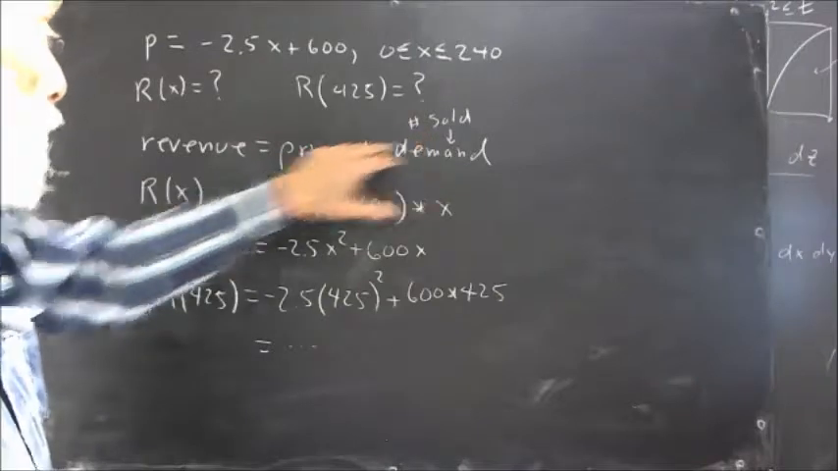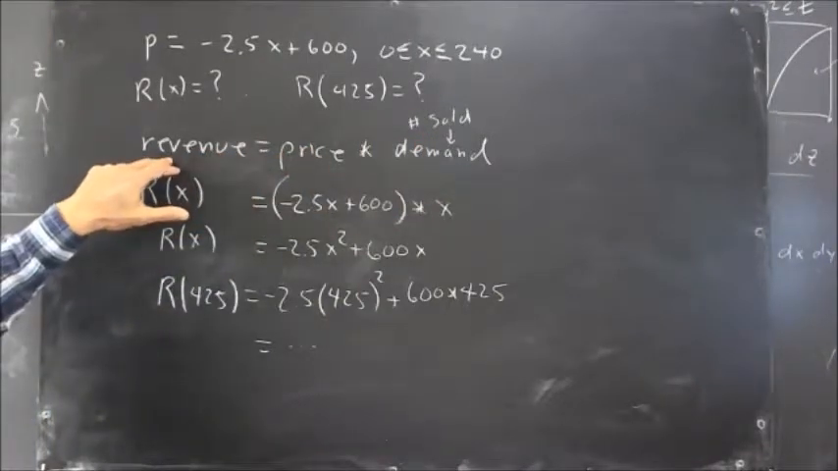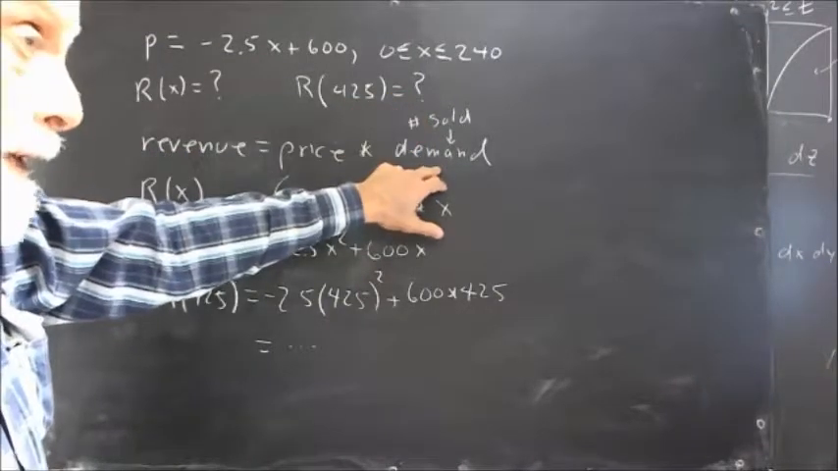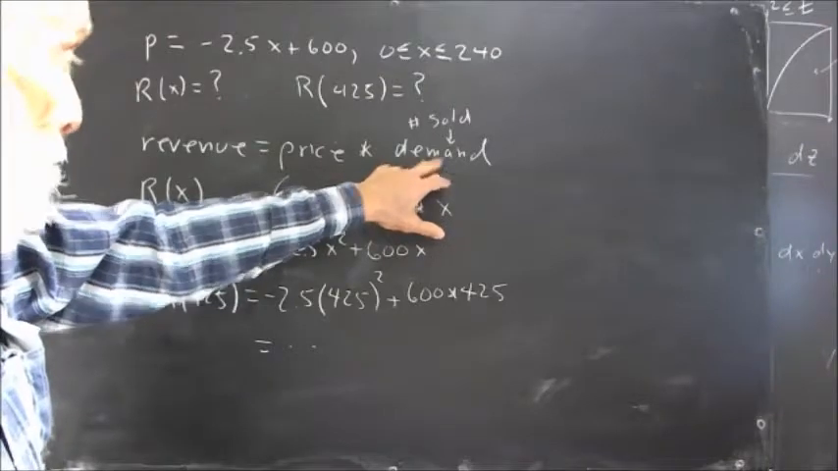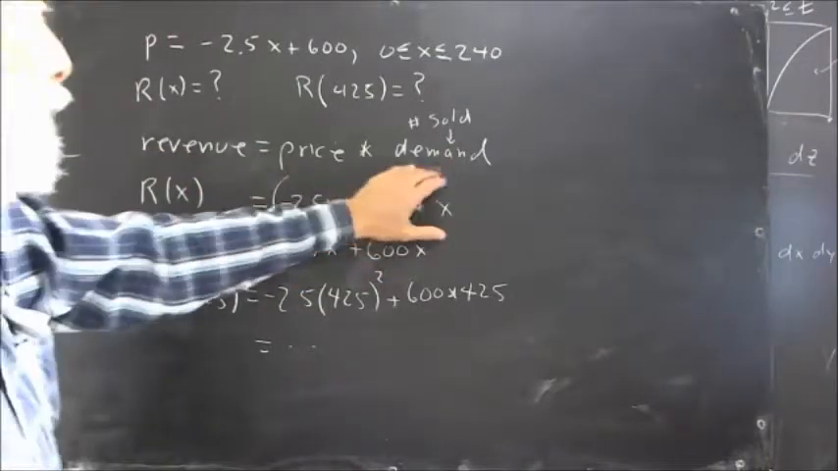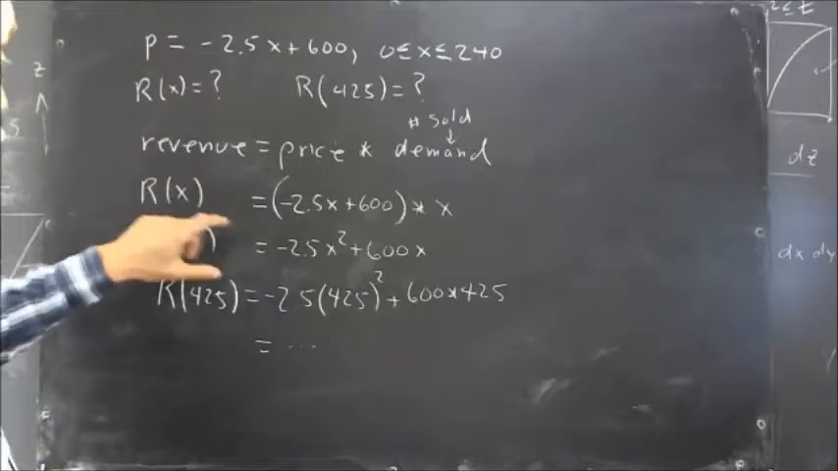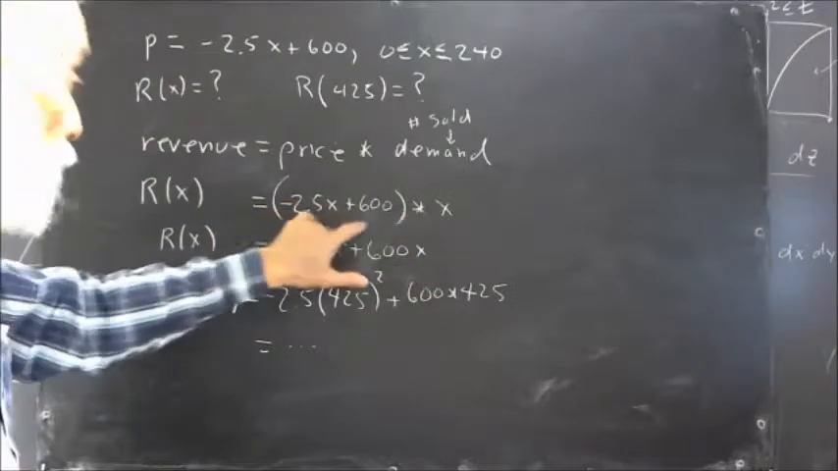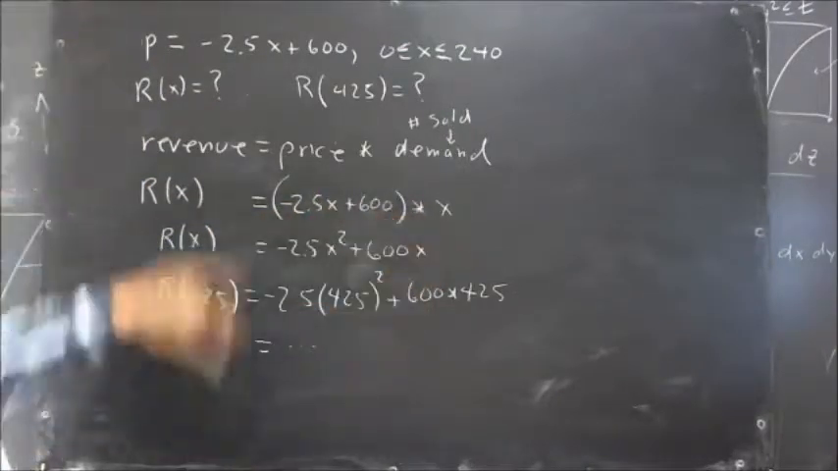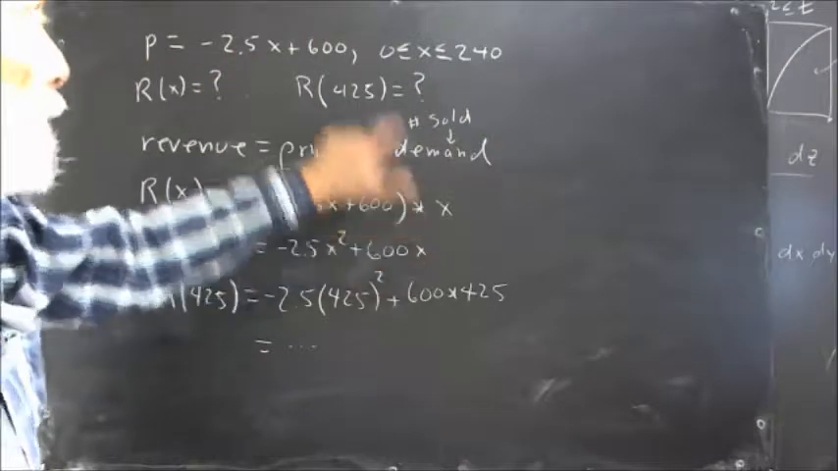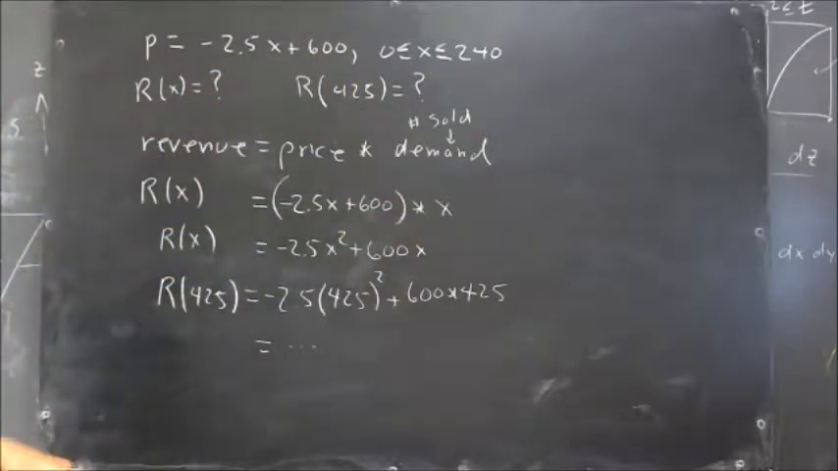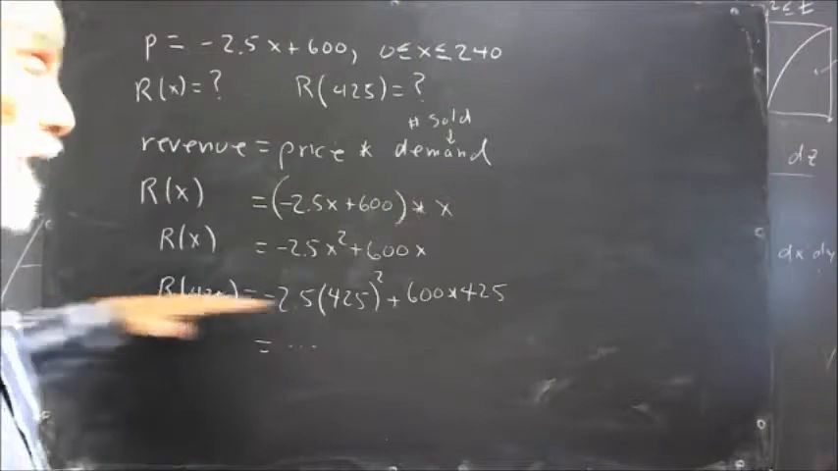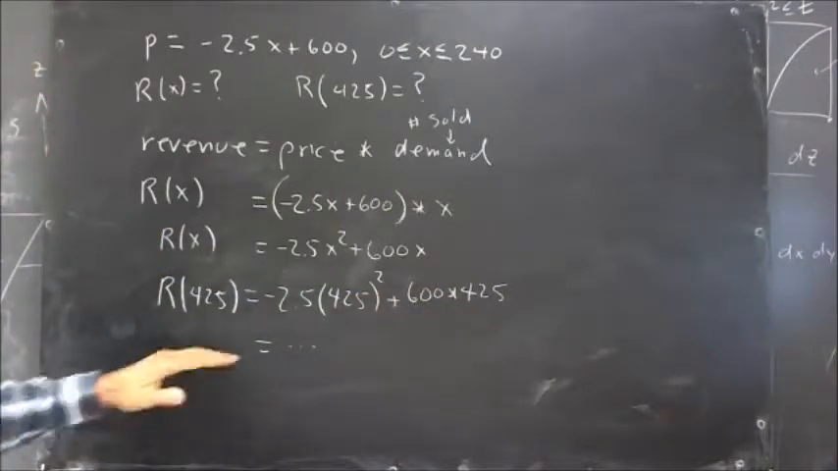The basic idea, though, is that revenue is price times number sold. You multiply the price by the number sold, that's how much money you're going to take in. Number sold can be referred to as demand. And when we get that straight, we just take the information we have here and we immediately get the price times the demand. Price being this, demand being x. Multiply that out, we get the function, we plug the numbers in, and we get our result.